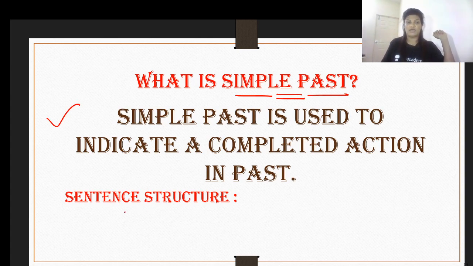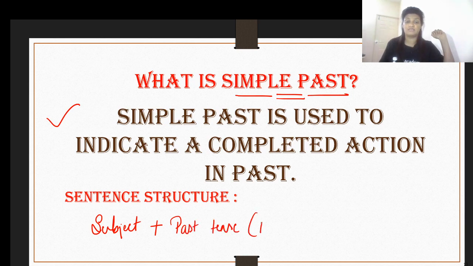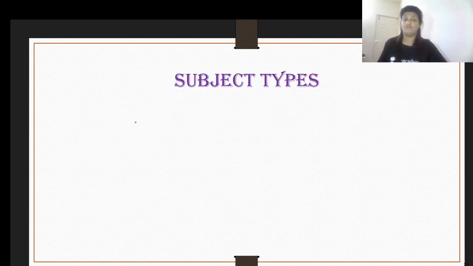Let us take a look at the structure of this simple past. Well, simple past takes the subject to begin with. Soon after the subject, you do not have a be verb here, but you have the past tense, which is going to be your main verb. Now let us move on and learn the different subject types that we are going to use in this video, and also the verb types.